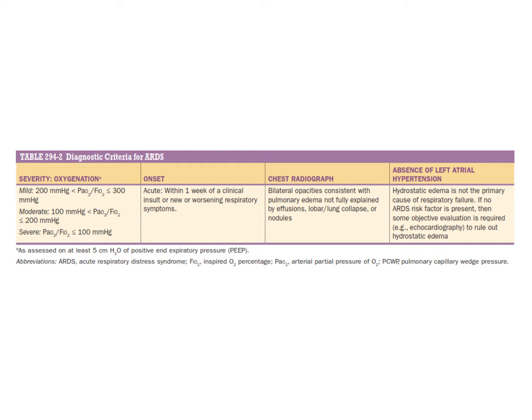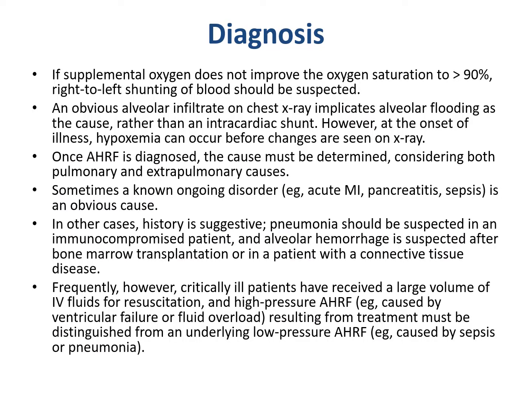Chest radiograph shows bilateral opacities consistent with pulmonary edema not fully explained by effusions, lobar lung collapse, or nodules. If supplemental oxygen does not improve the oxygen saturation to more than 90%, right to left shunting of blood should be suspected. An obvious alveolar infiltrate on chest X-ray implicates alveolar flooding as the cause, rather than an intracardiac shunt. However, at the onset of illness, hypoxemia can occur before changes are seen on X-ray.